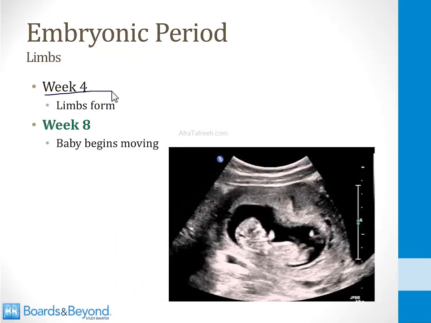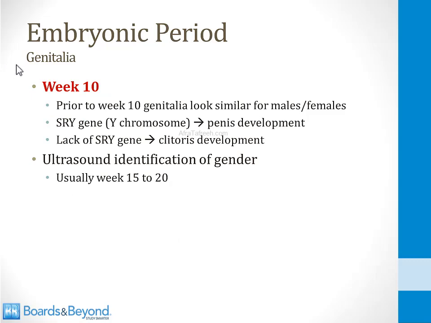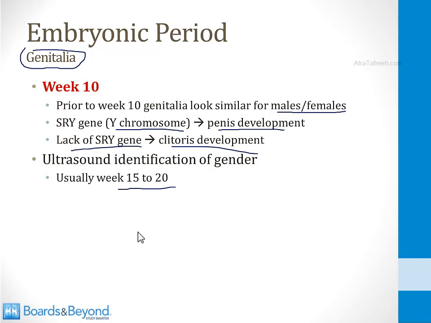Week 4 is when the limbs of the baby begin to form, and by week 8 you can see the baby moving on ultrasound. Week 10 is a very important week for development of the genitalia. Prior to week 10, the genitals look similar for male and female babies. However, at about week 10, the SRY gene, which is found in the Y chromosome in males, leads to the development of the penis, and in females there's a lack of an SRY gene, and this leads to development of the clitoris. So by ultrasound, you can usually identify the gender of the baby by about week 15 to 20. At this point, the penis is large enough to see to identify a male child.